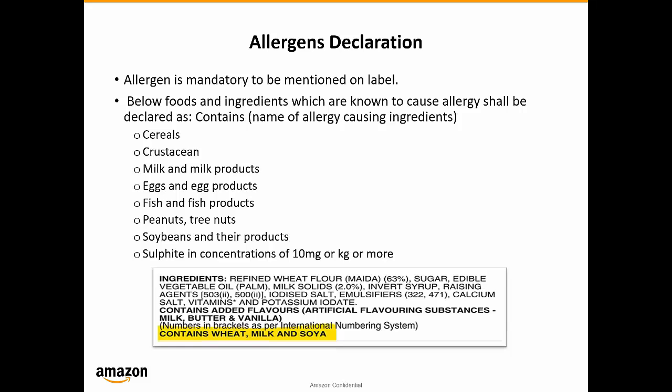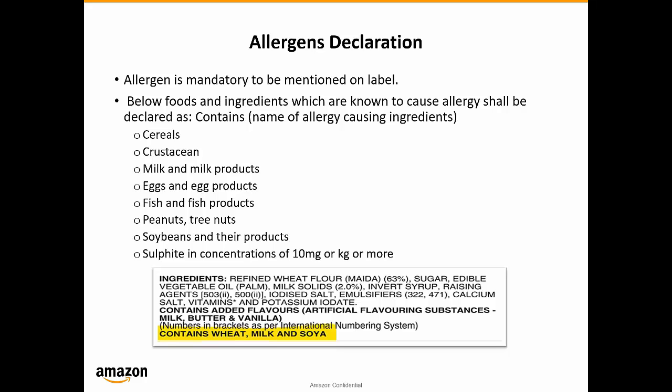So next is very much important. That is important not from the regulation perspective only, but it is important from the customer health perspective as well. Allergen is mandatory to be displayed on the label. Now, why is it required?